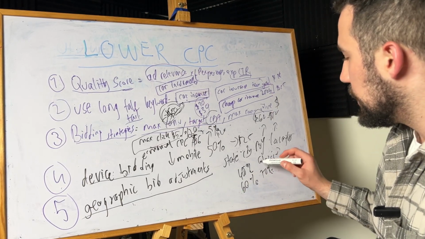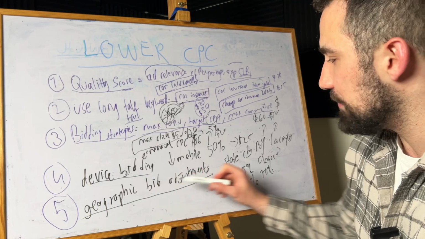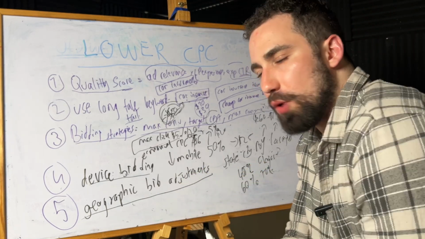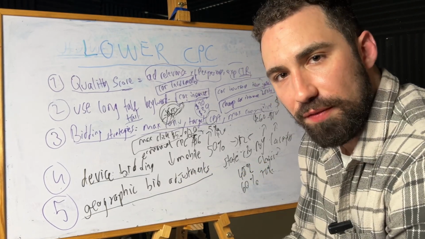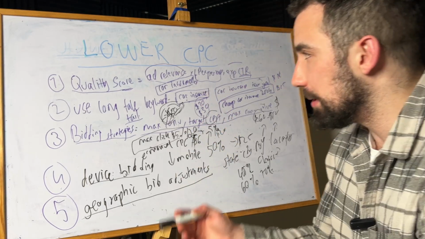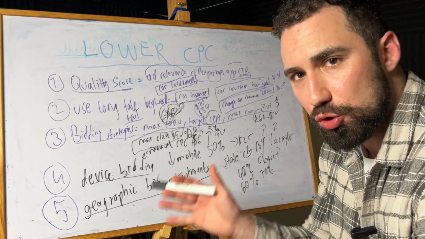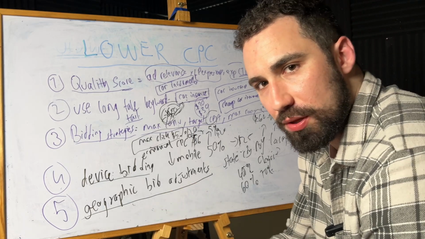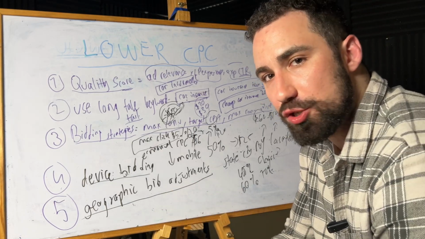If you do these geographic bid adjustments and you also see a drop in conversions, then you want to revert it back. Because as I said, CPC is not the end-all be-all, but these are the 5 strategies that you can use to drop your cost per clicks immediately. And in 2 weeks, you're going to see the results.